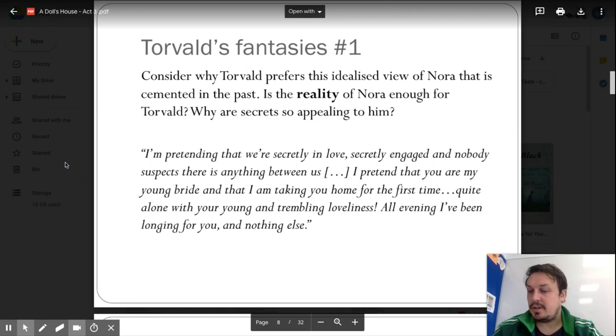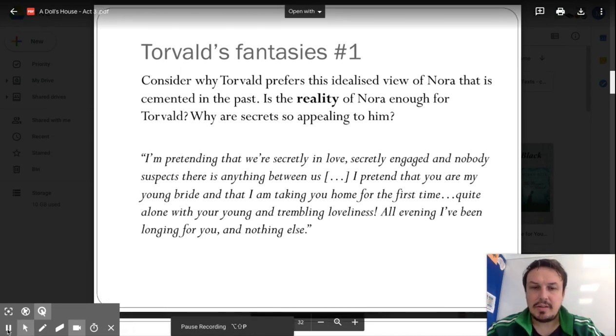What I'd like you to do now is pause in a second and tell me what this tells us about Torvald's conception of Nora, and also what these images suggest. Is there anything a little bit unsettling about these images, or anything we can draw out of this confession from Torvald? Okay, so pause, do the task, and then we'll carry on.